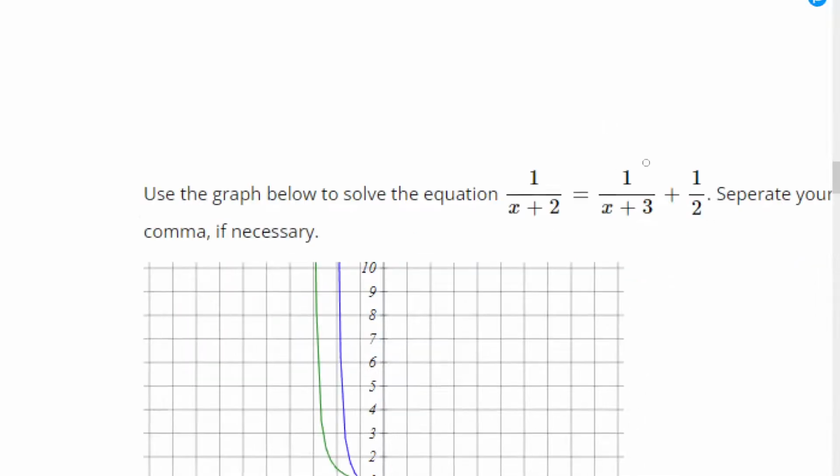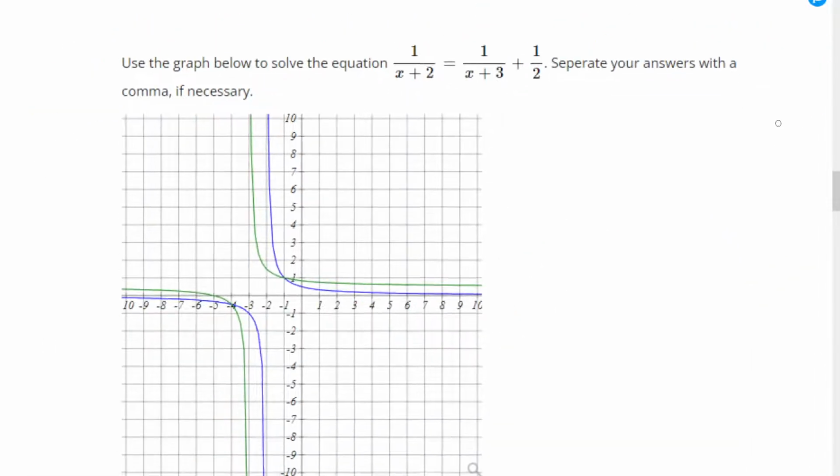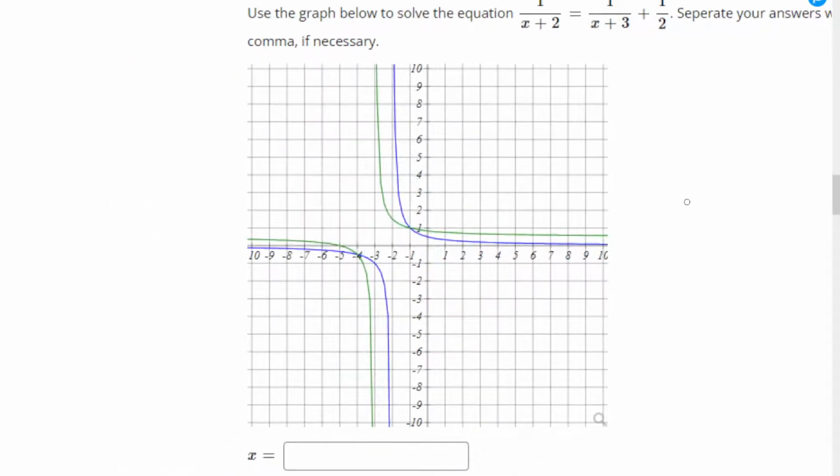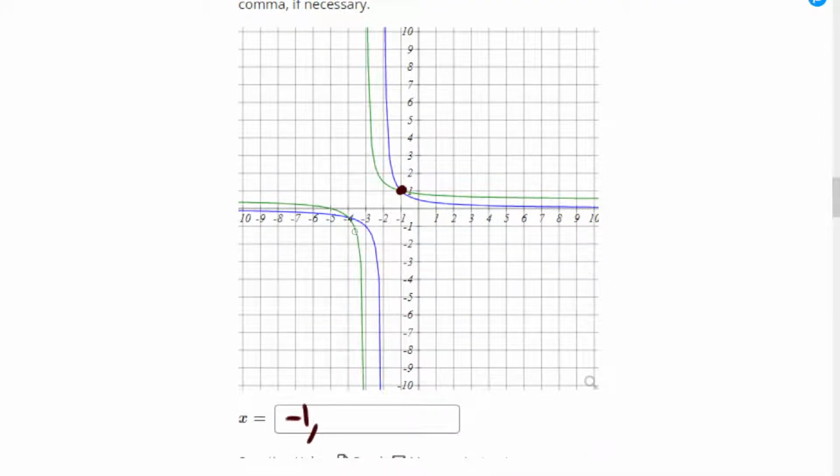Next, use the graph below to solve the equation. I'm not going to read it out. I've been talking for a long time today. Separate your answers with a comma if necessary. Again, we're looking for the intersection points. It looks like 1, -1. So -1 and then -4. Awesome. Easy.